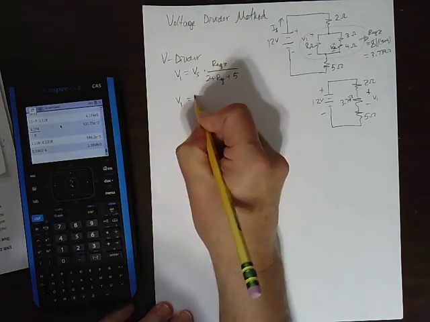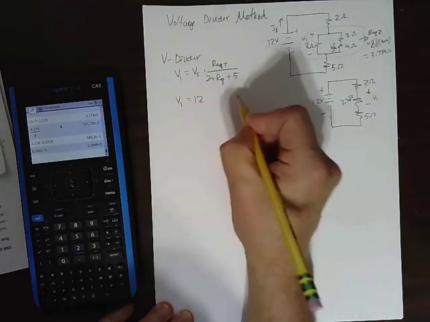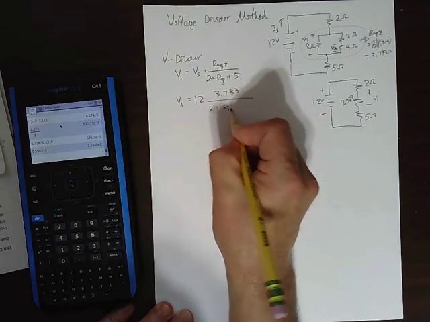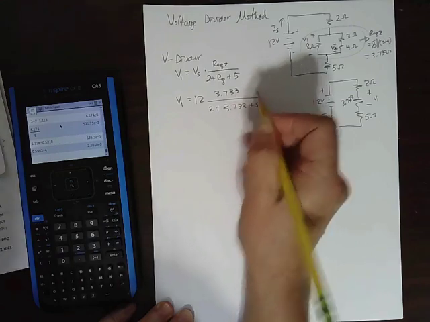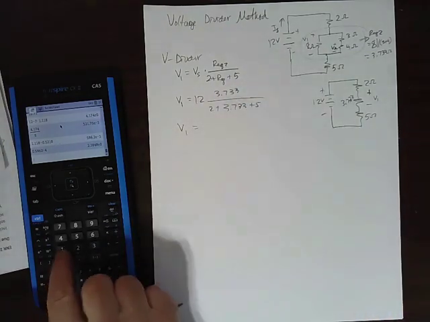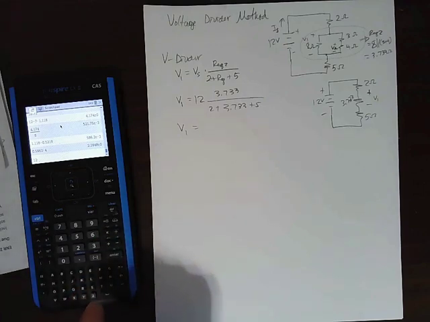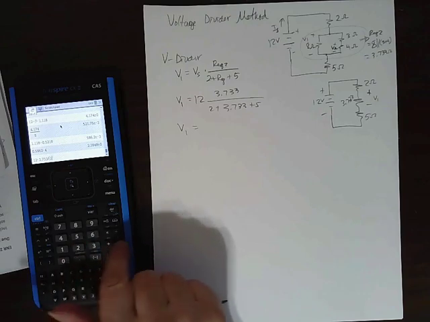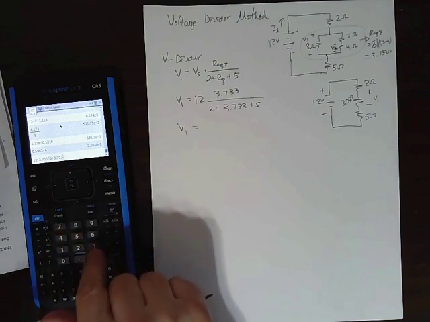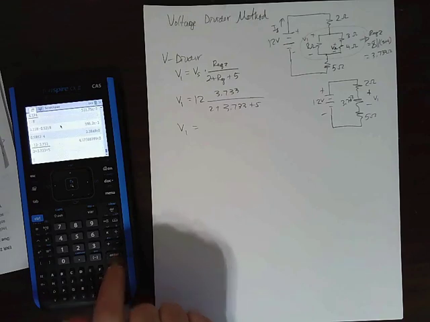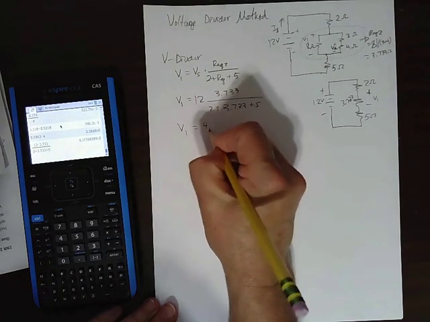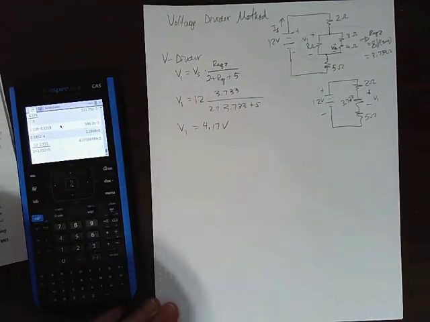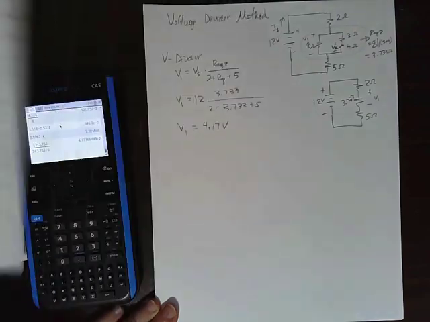Okay, so we'll do this. V1 equals 12 volts. Our equivalent one was the 3.733, divided by 2 plus 3.733 plus 5. So we can get V1: 12 times 3.733 divided by, in parentheses, 2 plus 3.733 plus 5. Okay, so we get 4.17 volts. Which, hallelujah, is what we got for V1 before, so that's good.